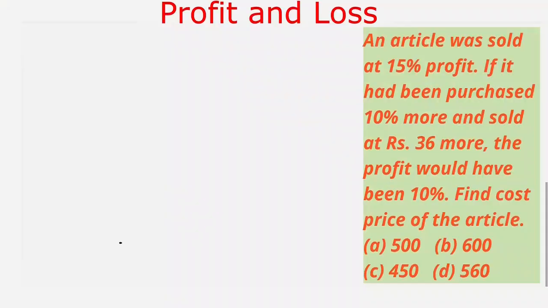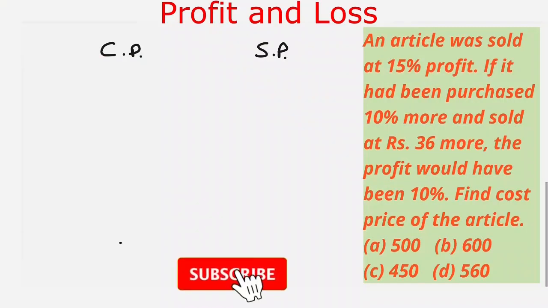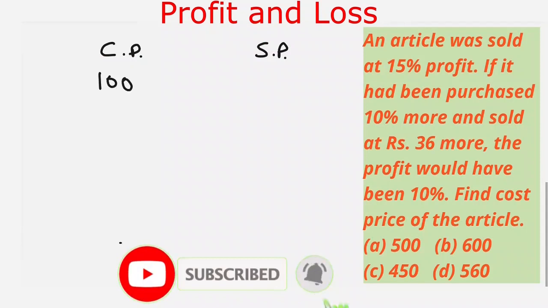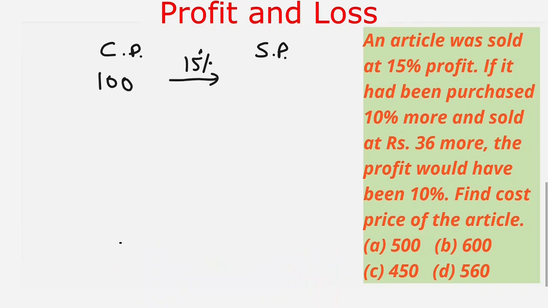We solve the question. Let us assume the cost price to be 100. Then it was sold at 15% profit. Then the selling price was 115. Now it was purchased at 10% more cost. So 10% of 100 is 10 and 100 plus 10 is 110.